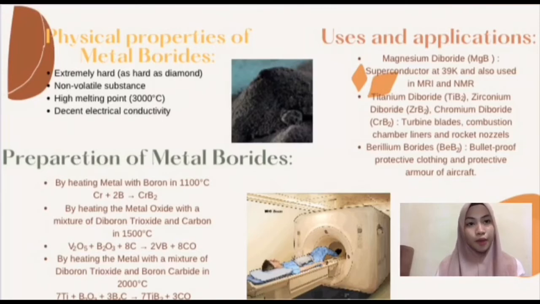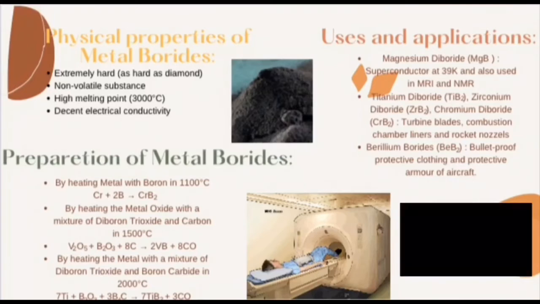Metal borides can be prepared by heating metal with boron at 1100 degrees Celsius. We can also prepare metal borides by heating the metal oxide with a mixture of diboron trioxide and carbon at 1500 degrees Celsius. And last but not least, we can also prepare metal borides by heating the metal with a mixture of diboron trioxide and boron carbide at 2000 degrees Celsius.